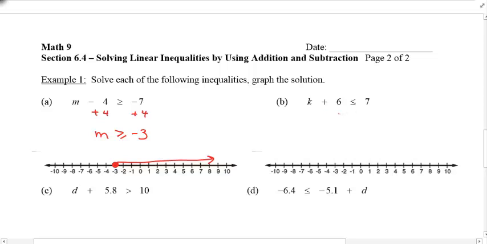K plus 6 is less than or equal to 7. Let's subtract 6 on both sides. K is less than 1. Sorry, equal to, so solid dot, to the left.